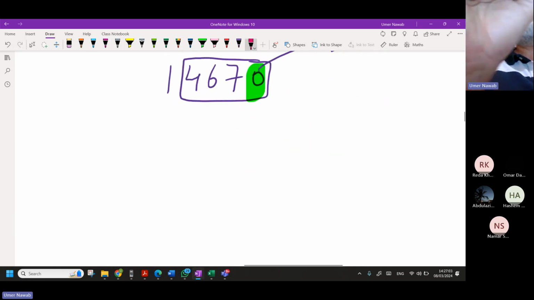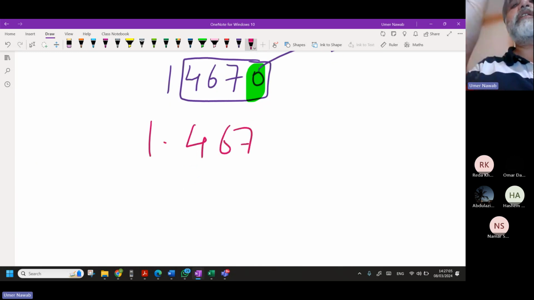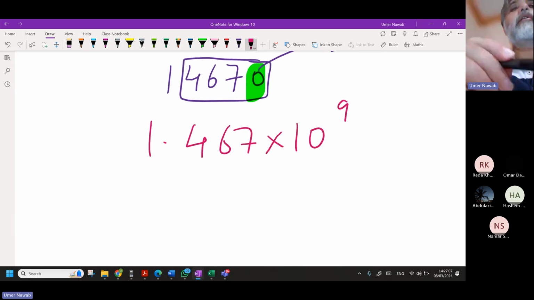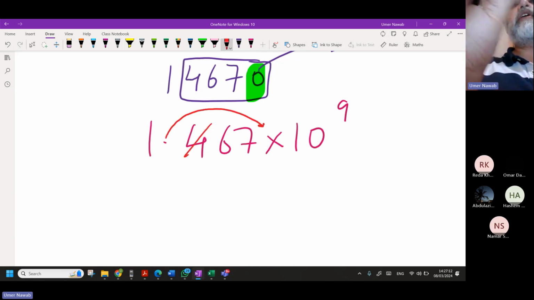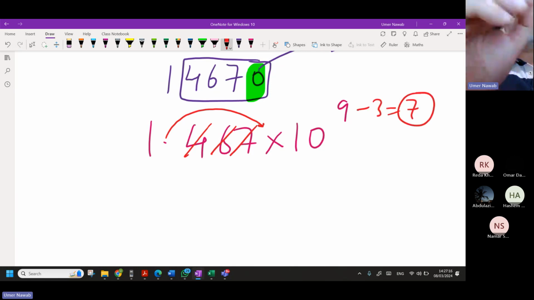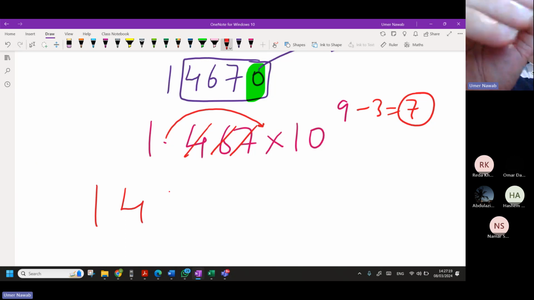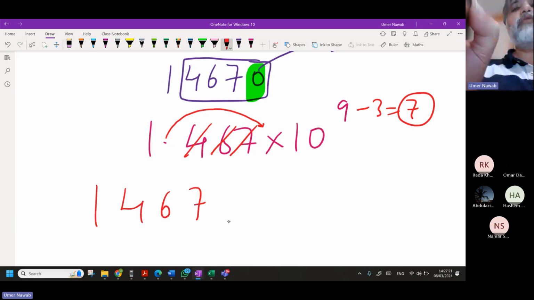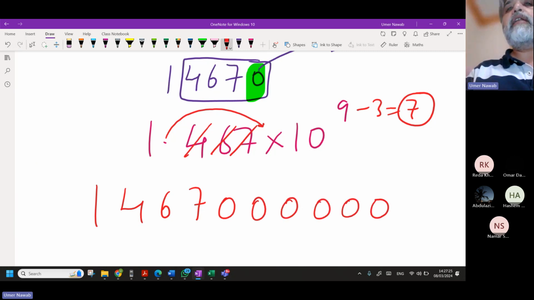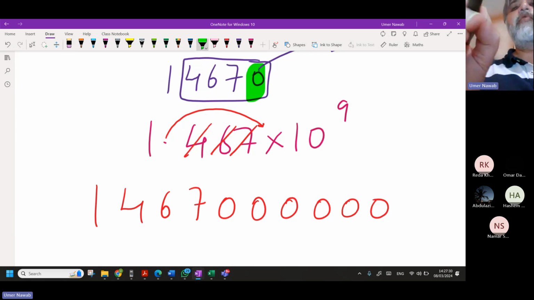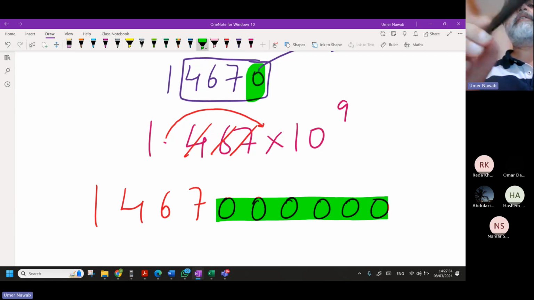Let me write the question in another sense: 1.467 into 10 raised to power 9. Got it. Now you need to push the decimal towards the right. First, you need to cross the 3 digits, so 9 minus 3, so 6 zeros I will get. Let me write it: 1467. I need to move to the right: 1, 2, 3, 4, 5, 6, 7, 8, 9. Can you check that? How many zeros have I moved after 7? So these are the 6 zeros.